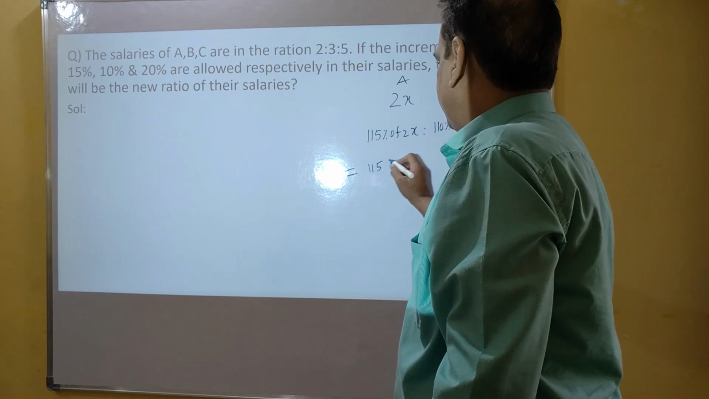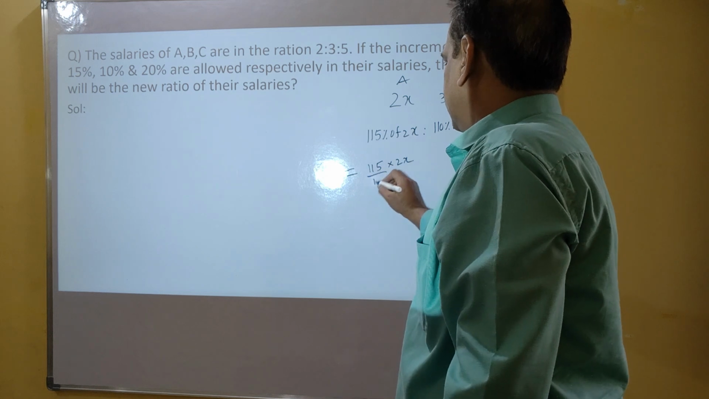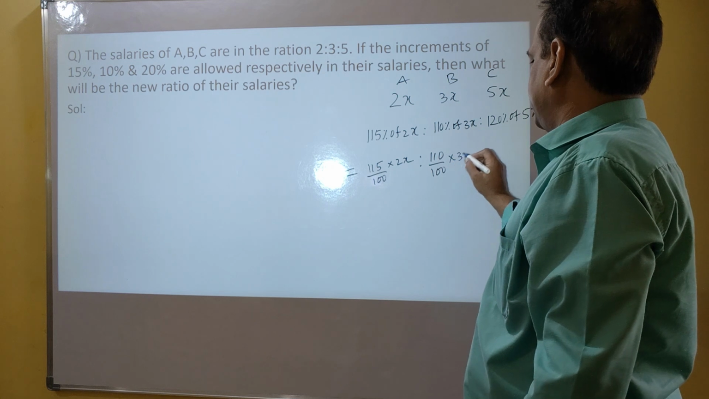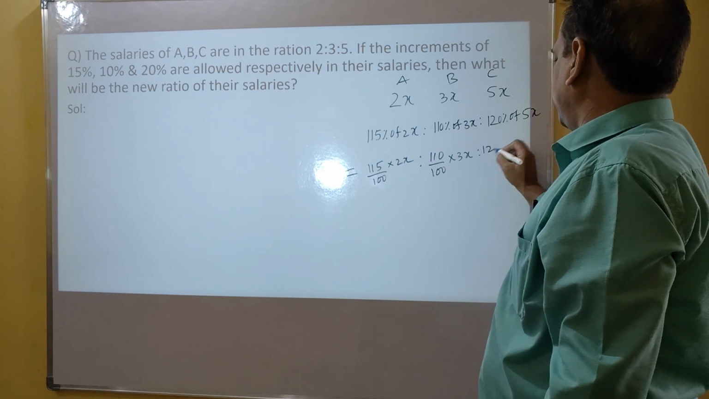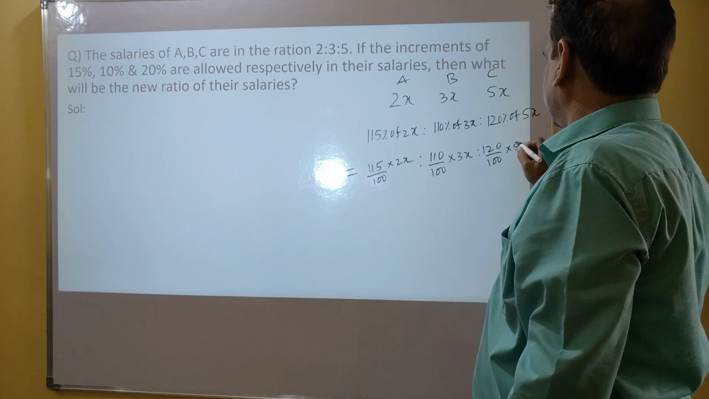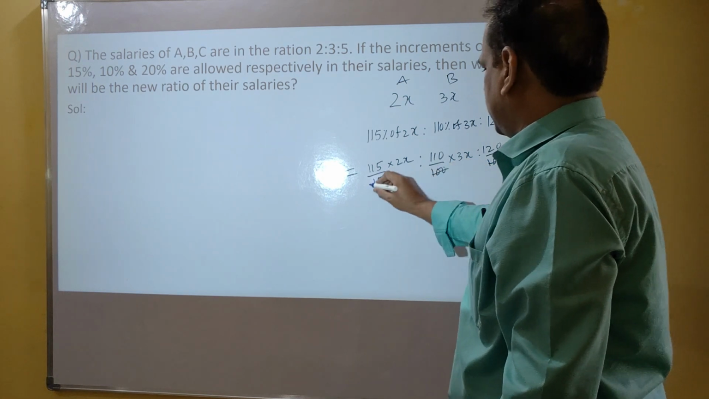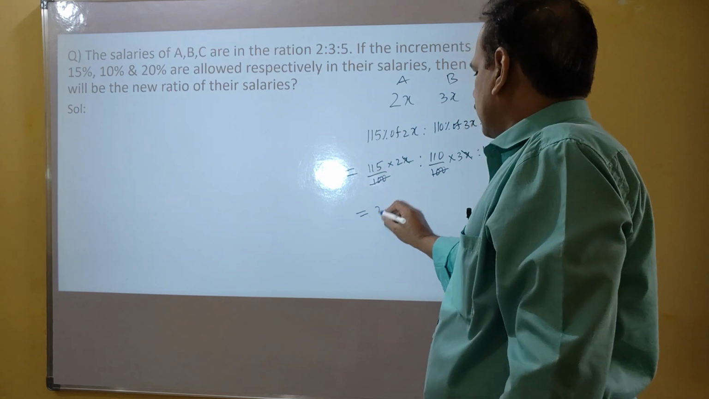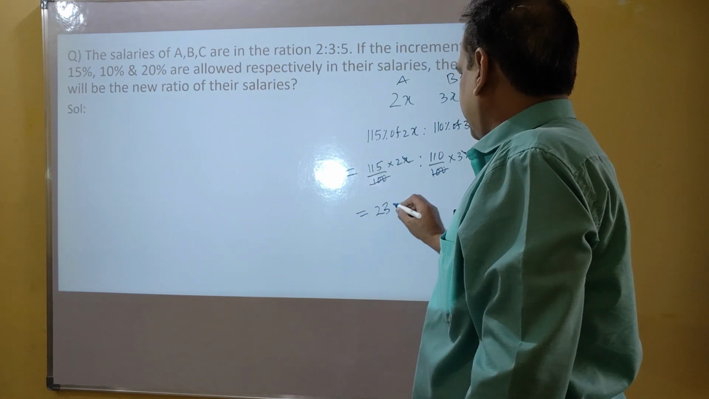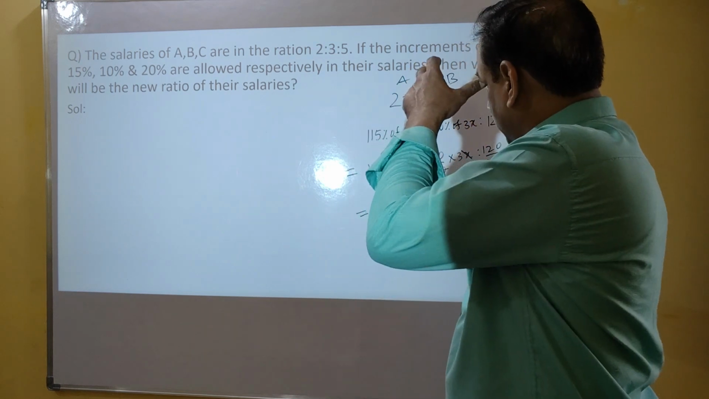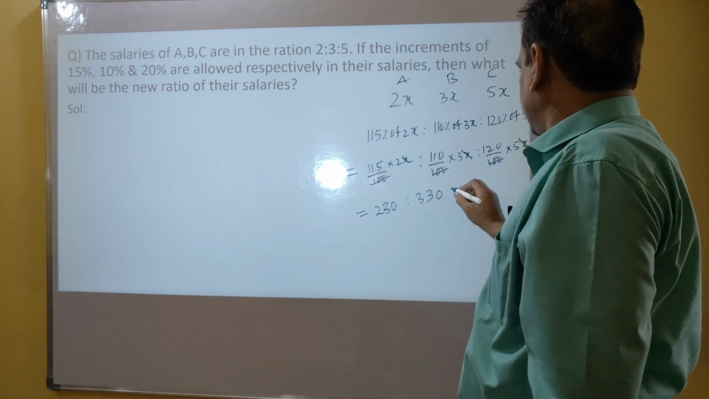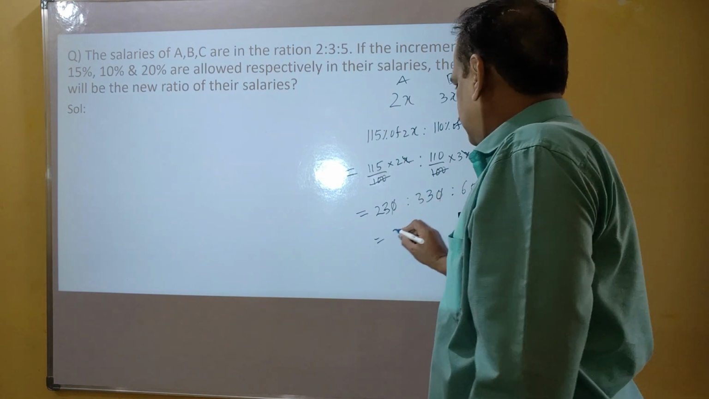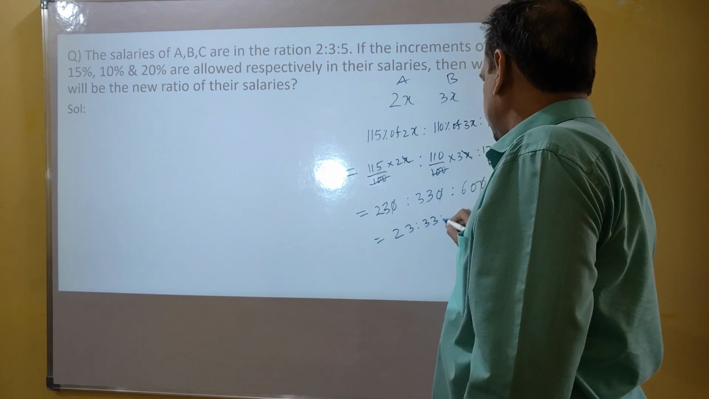So 115 into 2x is to 110 by 100 into 3x is to 120 by 100 into 5x. 100 gets cancelled, x cancelled. So it is 230 is to 330 is to 600. It is 23 is to 33 is to 60.